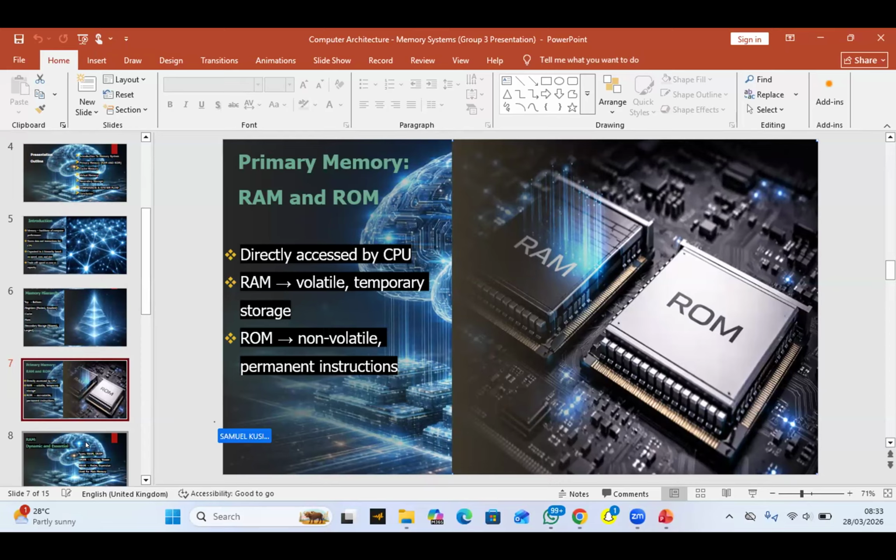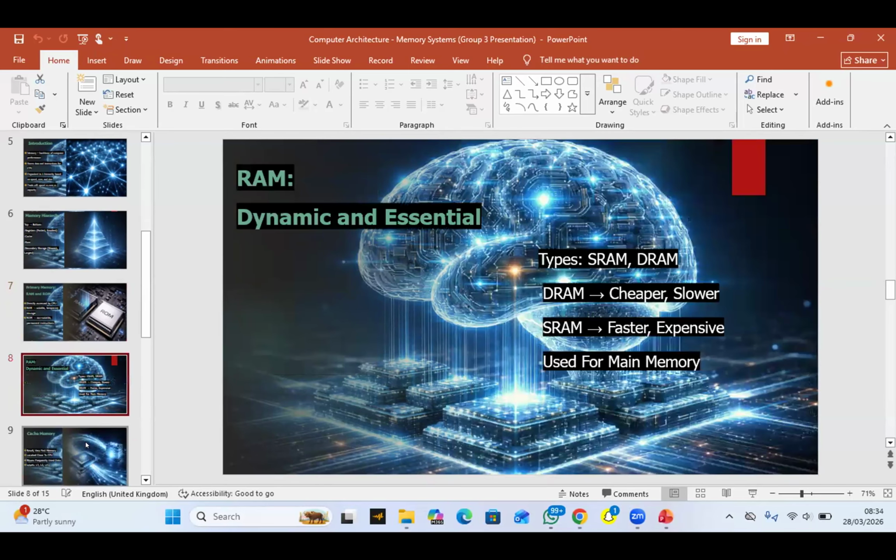Okay, it stores things permanently. And the RAM also, we have two types of RAM, the DRAM and then the SRAM. Please move to the next slide, please.